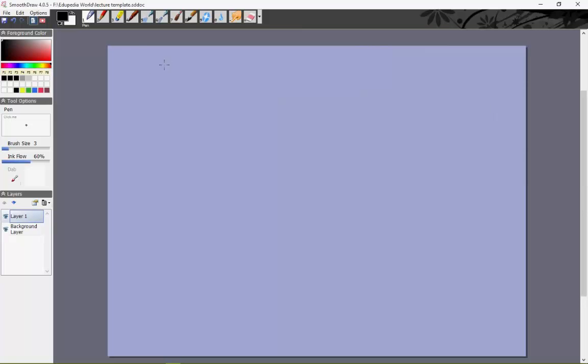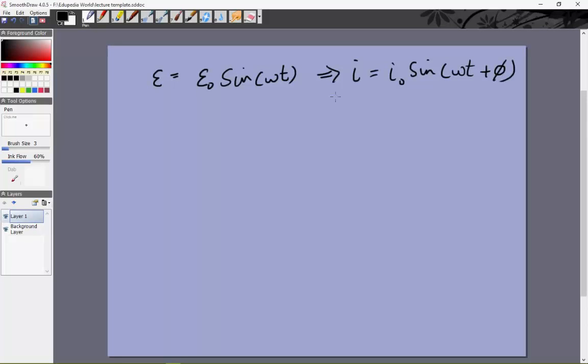The goal will be, if the EMF produced by the battery, now this will not really be a battery, it will be a source, is E0 sine of omega t. That means we've taken the time to be 0 at some instant when the EMF was 0. Right. So we'll not take a phi in this case. If E is equal to E0 sine omega t, that means the current in the circuit will be I0 sine of omega t plus phi. And what we need to do is find I0 and phi. This will be our goal for every circuit.